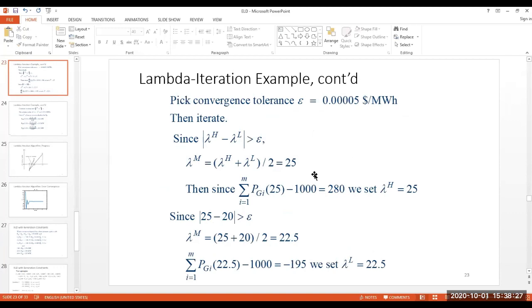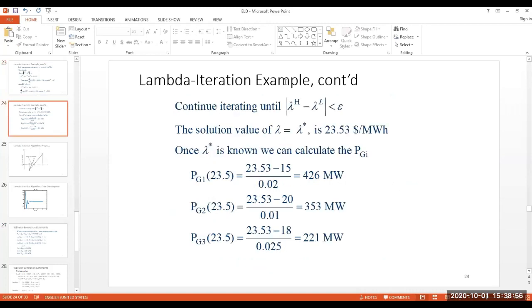So we were here. So we calculate then lambda M. So we have a new lambda M. We put it into the error expression. So you get negative. So you have to update lambda L now. Lambda L was 20. So you are updating it to lambda M value 22.5. Lambda H still remains at the value equal to last iteration value, 25.